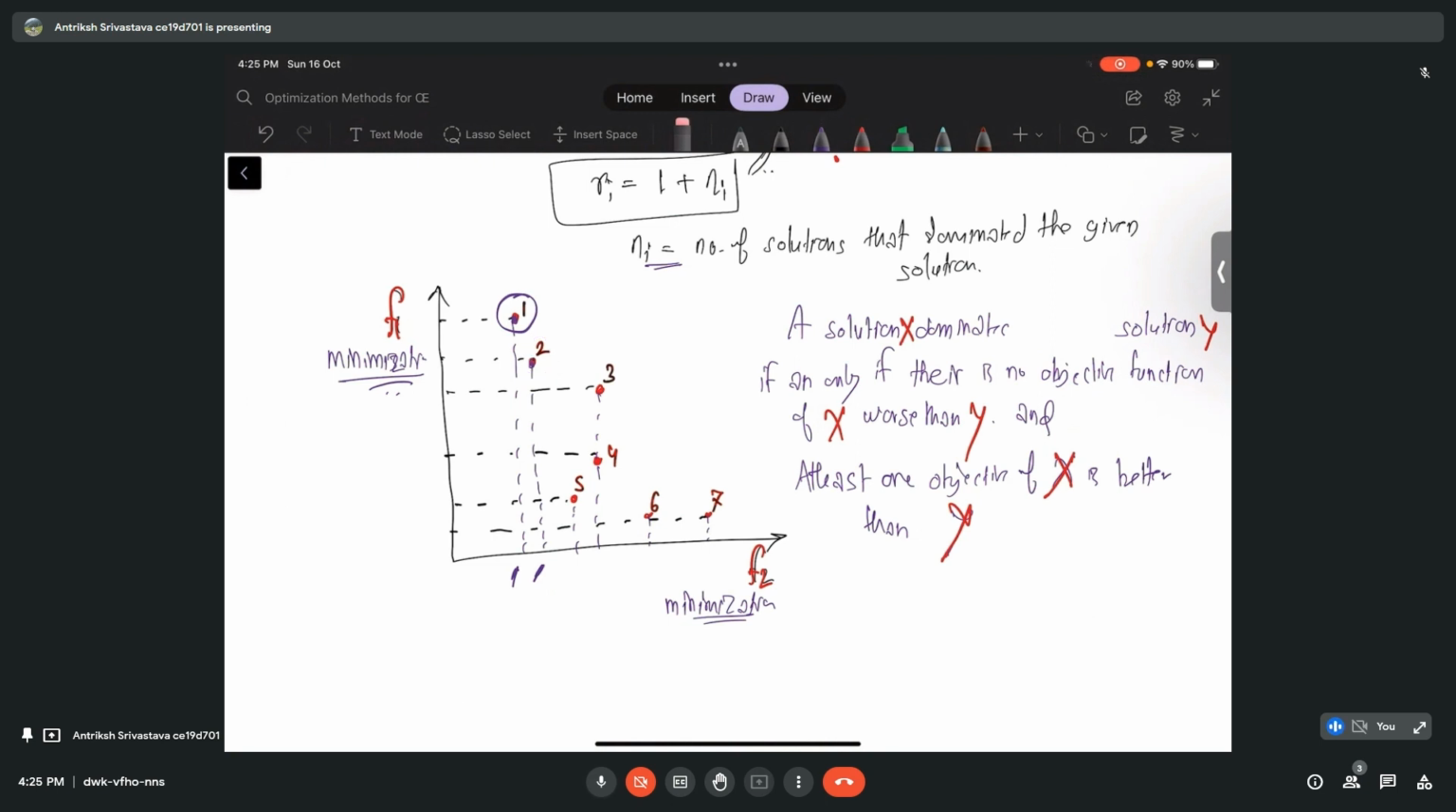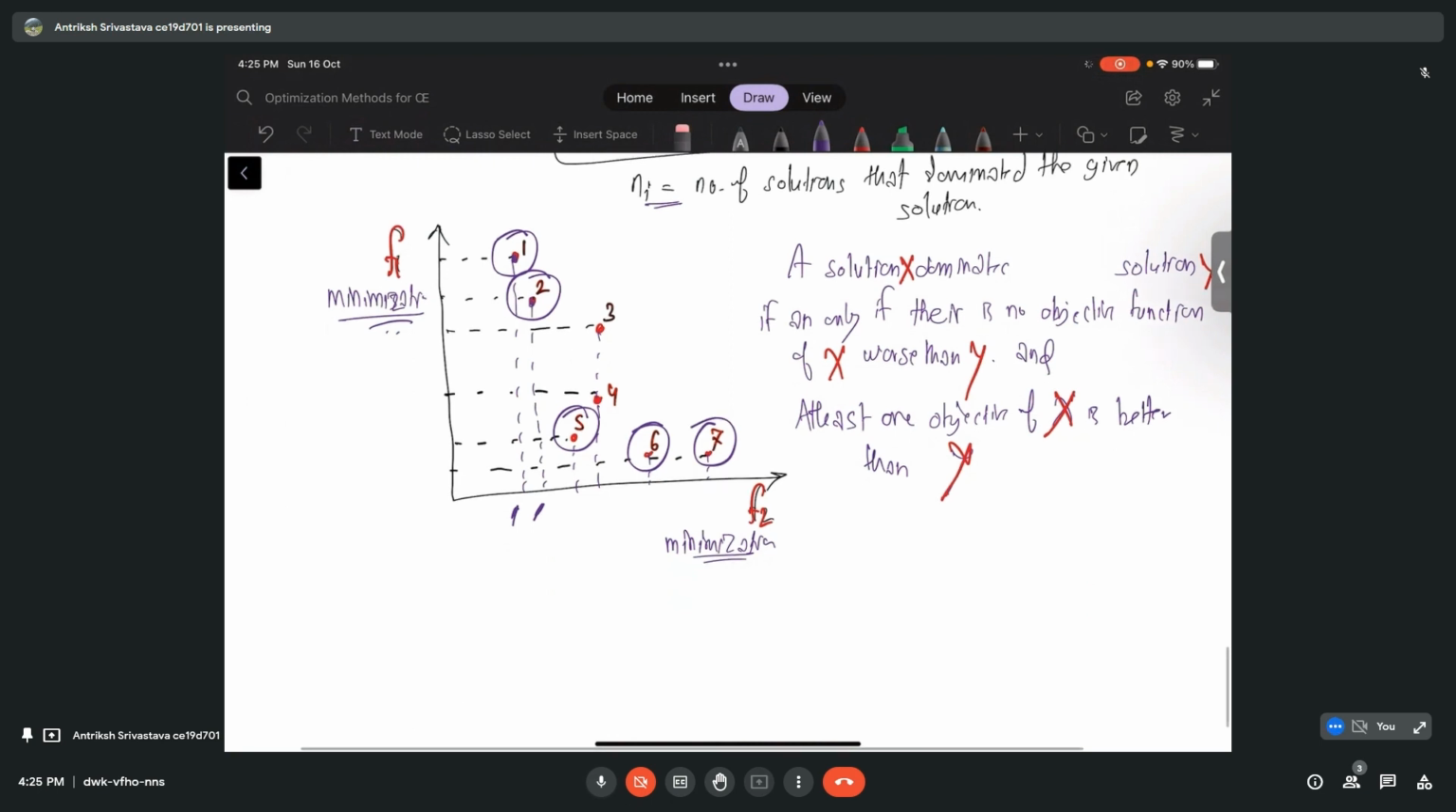What we can do here is let's get the rank of 1, 2, 5, 6, and 7. So to get the rank of 1, we have to compare the domination and non-domination of 1 with 2, 3, 4, 5, 6, 7. So let's do that. Now coming to 1 compared to 2. We saw that 2 does not dominate 1.